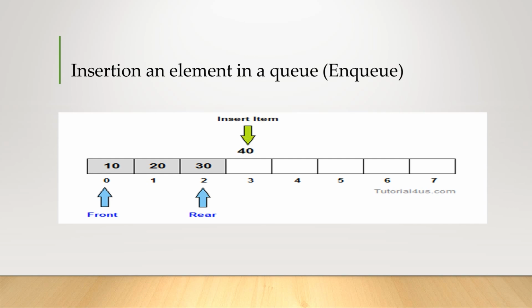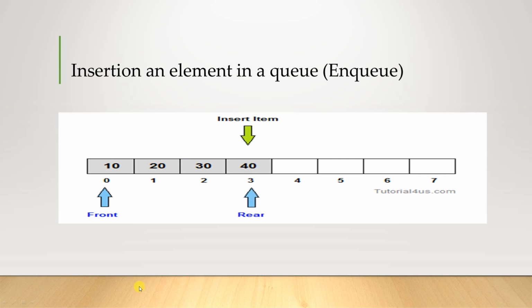Now let us see the first operation, insertion, and how we can insert an element in a queue. Insertion is also called the enqueue operation. Just look at the picture here, where elements have already been inserted. Now if I want to insert another element, 40, what I am supposed to do is increment the rear pointer by 1. After incrementing the rear pointer, I should copy the item into the assigned index. This is how our insertion is going to work.